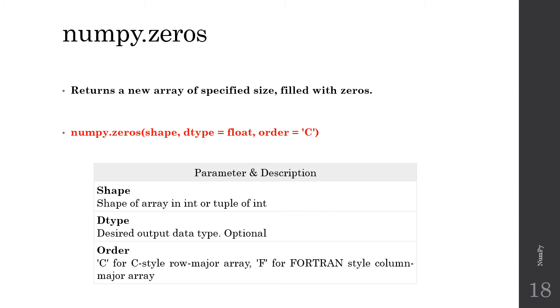Another array creation routine is the zeros method, numpy.zeros. It will return an array of specified size or shape, but all the elements will be filled with the value 0. numpy.zeros takes the same parameters as empty: shape, dtype and order. Shape can be specified in integer values or a tuple of ints. dtype is the desired output data type. Order: C for row-major style and F for column-major style.